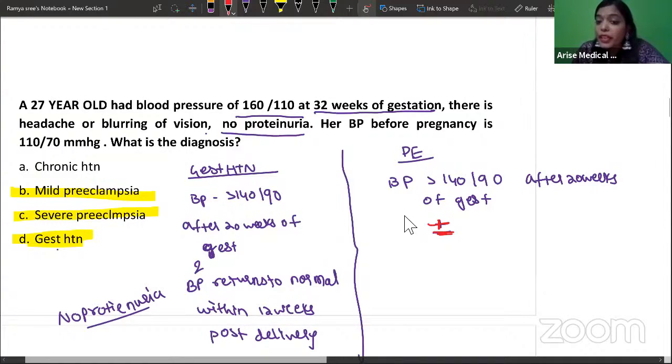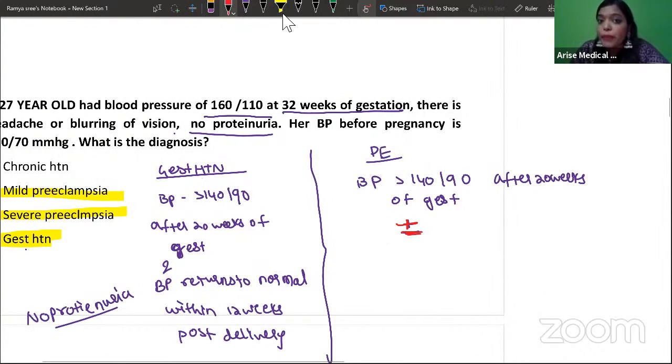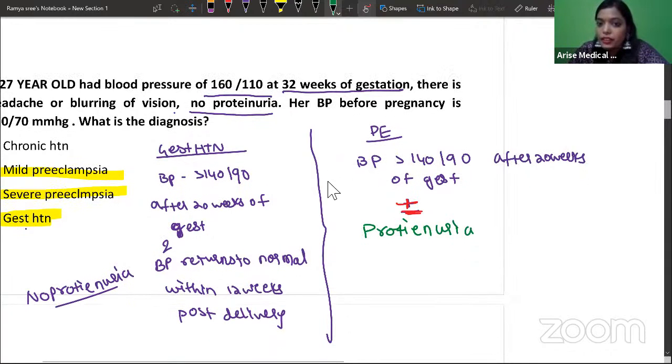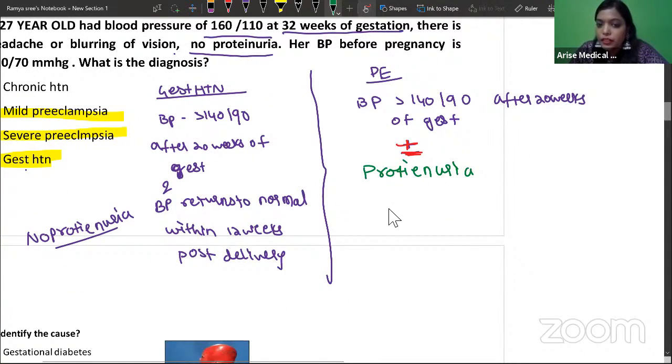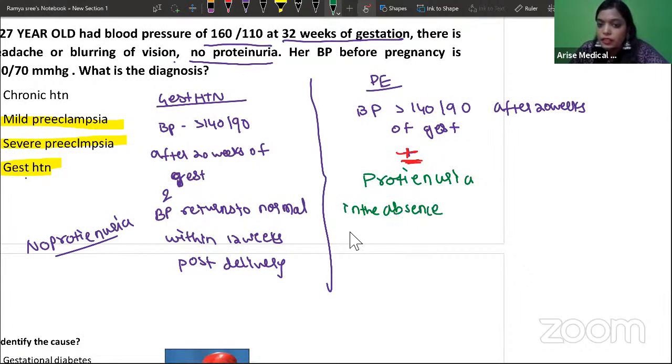So preeclampsia means it is plus or minus proteinuria. Proteinuria is no more mandatory to call it preeclampsia. Is that clear? Now why? In the absence of proteinuria, if we have any of the following findings, you don't require proteinuria at all. If you have these findings, even without proteinuria, you will call it preeclampsia. So what are those findings?